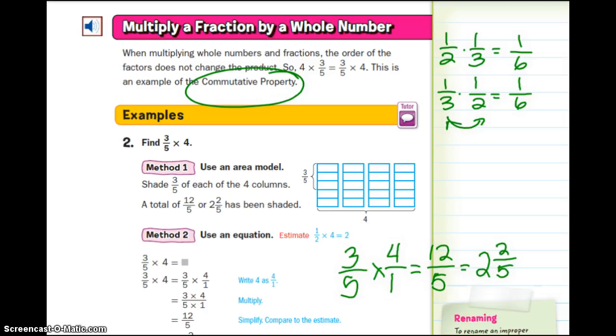Now, I can look at this as a half. A half times 4 is 2, so my guess of what I think the answer should look like is somewhere around 2, and I get 2 and 2/5. Makes sense. All right, let's do the next problem.